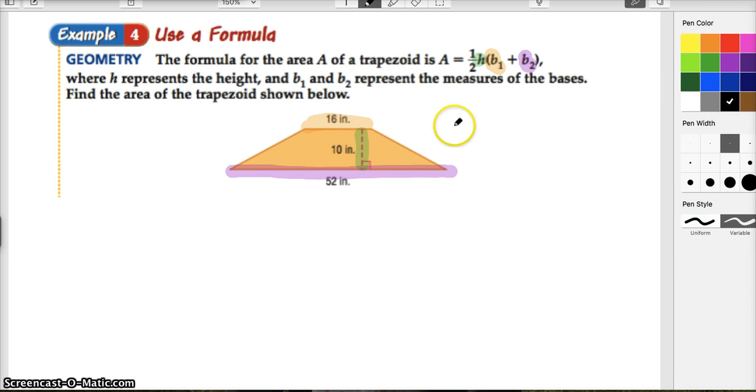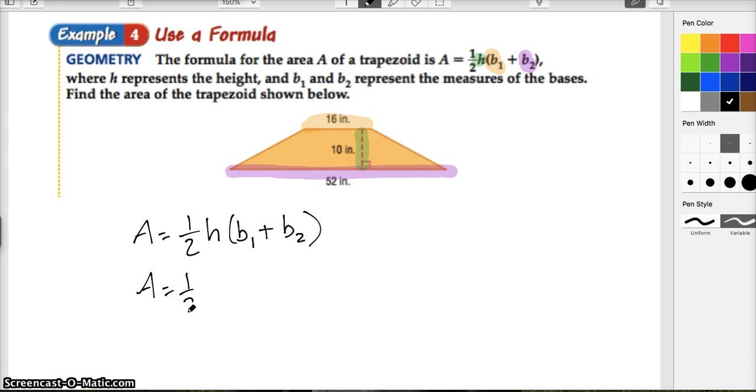So what I have is, again, I really like to write down my formula so I can keep in mind what's going on, and it helps me to remain really organized. So I wrote down the formula and I'm going to substitute. The area is equal to 1/2 the height. Height in this case is the green part, which is 10, times base 1, which we're going to call 16, and base 2, which we're going to call 52.